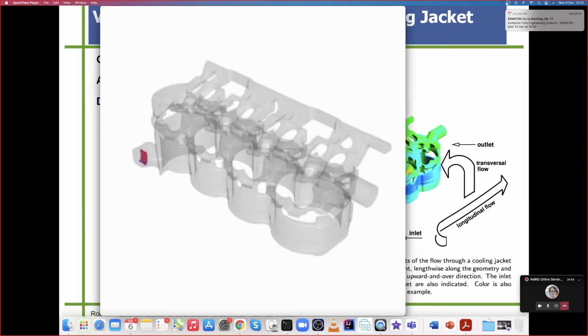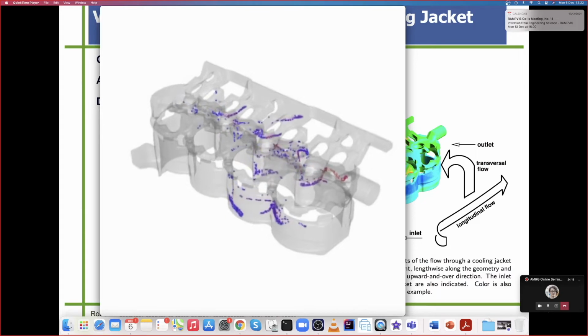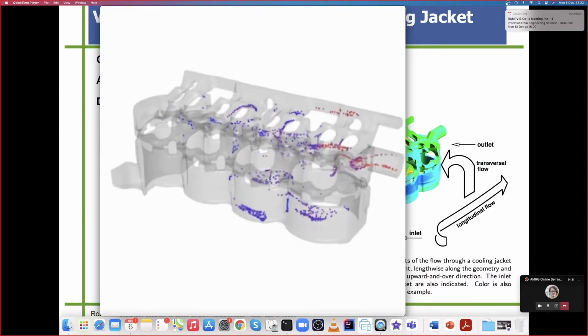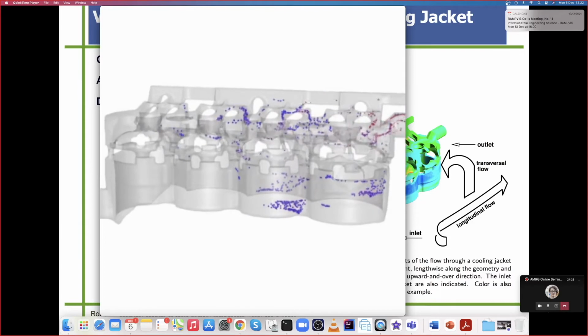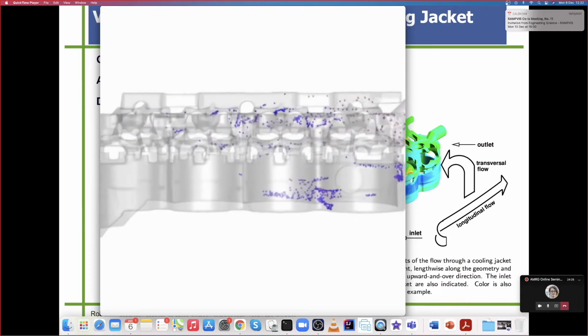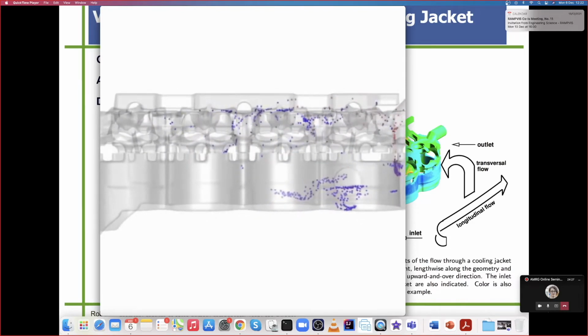These are using particles to visualize the behavior of the flow as it passes through the volume. And this is a very challenging problem. We're not going to claim that we solved the problem of visualizing flow through the cooling jacket, but we're offering a kind of library of different techniques, each of which has advantages and disadvantages.